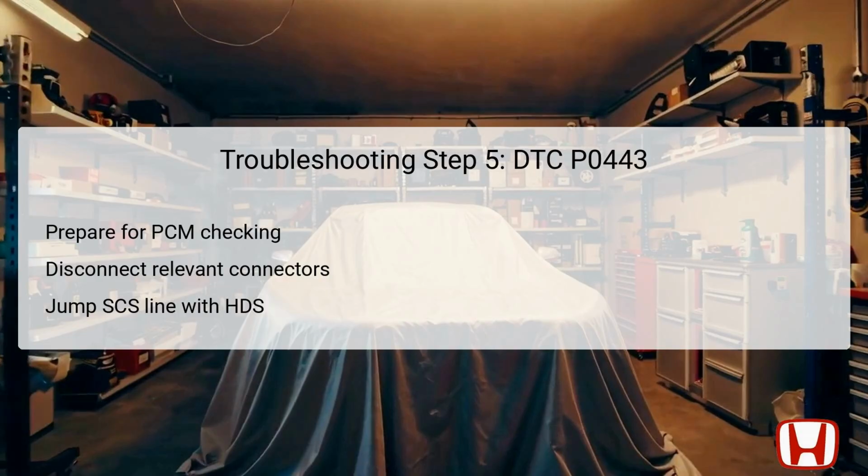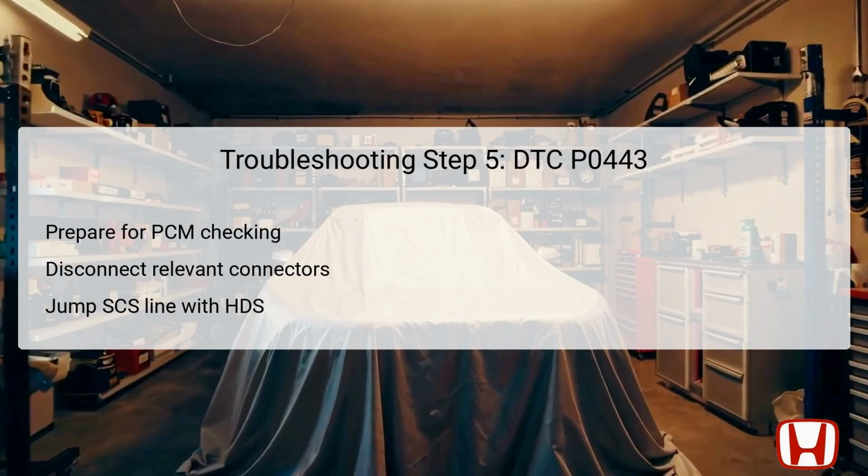In the fifth step, preparation is paramount for inspecting the PCM. Prior to disconnecting any connectors, utilize the Honda Diagnostic System, HDS, to jump the SCS line, enabling proper diagnostic conditions. Ensure the 2P connector of the EVAP canister purge valve and the PCM connector E, which has 80 pins, are both disconnected for a thorough inspection. This will allow the technician to test the integrity of the power control signal PCS circuit wire.